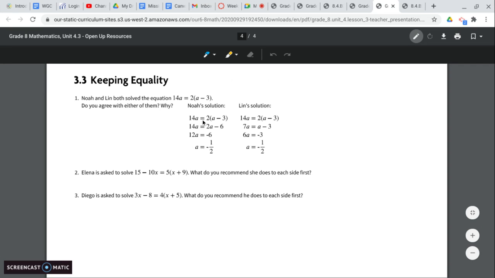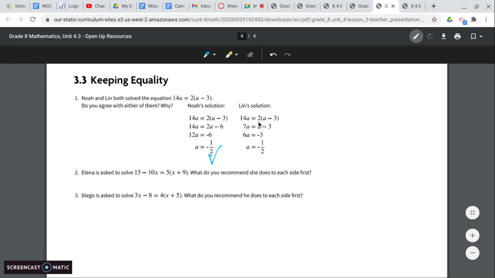So here we have 14a equals, we have the original equation in each of them. Then here, it looks like Noah distributed the 2 to both the a and the negative 3 to get 2a minus 6. So far, so good. Then we got down to 12a minus 6, so subtracted the 2a. That's good so far. So we have 12a equals negative 6. To get a by itself, we divide, so we end up with a equals negative 1/2. Noah's solution is good.